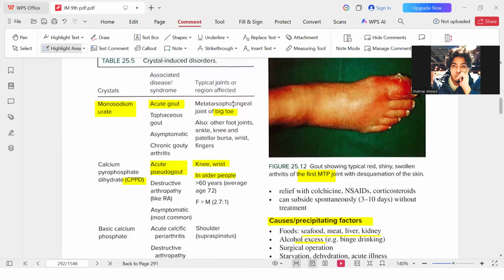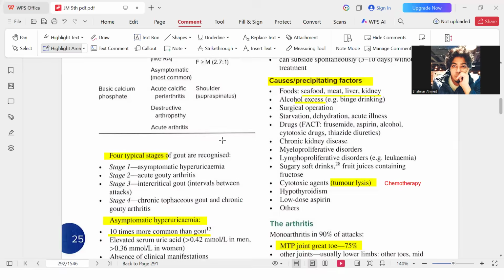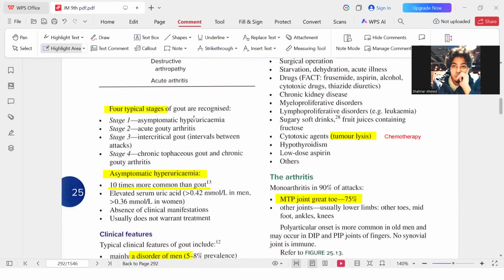So you see gout versus pseudo gout. This side is for gout. Calcium pyrophosphate, pseudo gout, is more common in knee, wrist, elderly person. Gout is more common in grade 2 and more common in young person. There can be stages of gout.